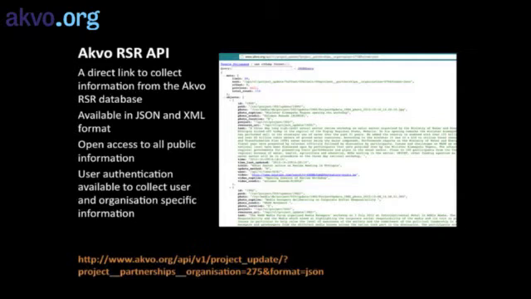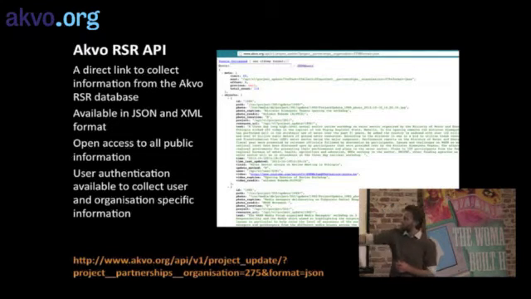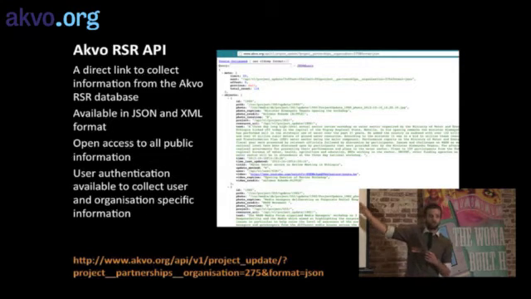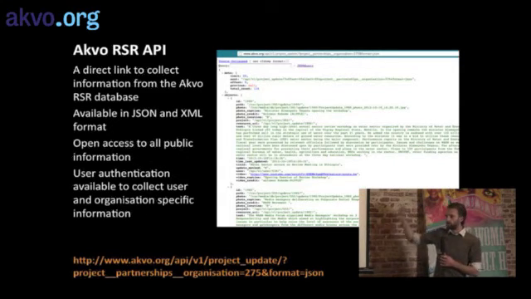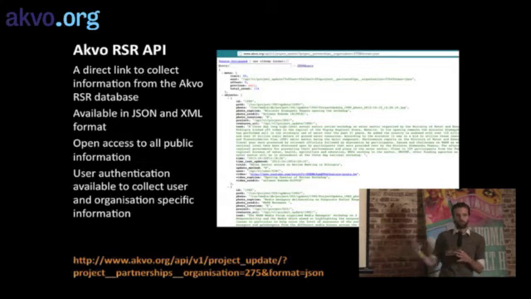We've developed an API. This API allows you to collect information directly from Akvo RSR. This provides you with a huge opportunity if you want to really embed your projects or your details into your website. So this URL here actually creates this, which is all of the Dutch Wash Alliance projects. They all come through.